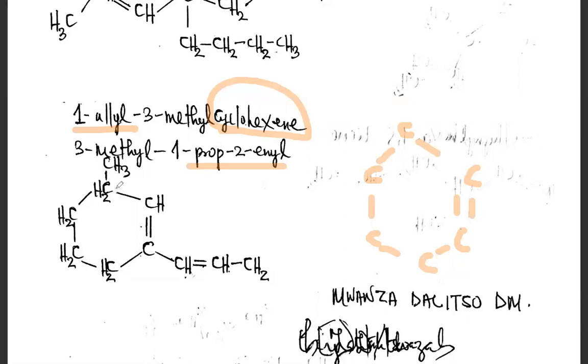Now, in our case, we have 2 substituents. The first one is at carbon number 1. So our carbon number 1 can either be this one or this one. If our carbon number 1 is this one here, then our substituent will branch off from there. So this is propene.